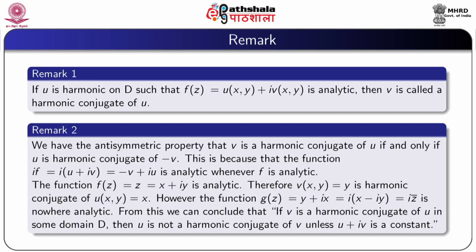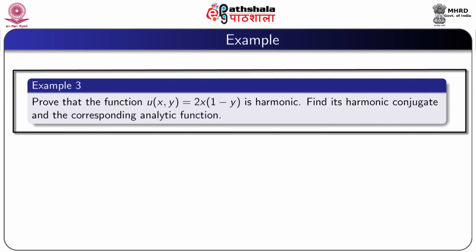From this we can conclude that if v is a harmonic conjugate of u in some domain, then u is not a harmonic conjugate of v unless u plus iv is a constant. So, now we consider another example. Prove that the function u of xy equal to 2x times 1 minus y is harmonic. Find its harmonic conjugate and the corresponding analytic function.